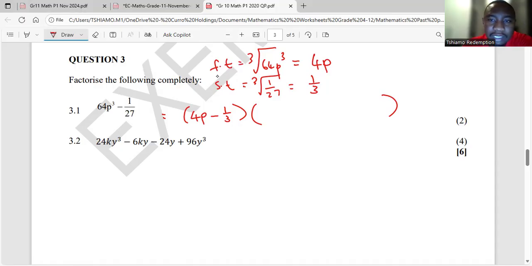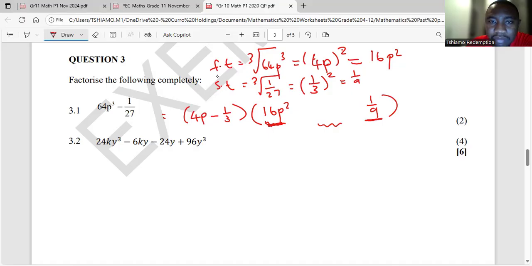And then the second, in this bracket here, we take the first term and then we square it. If I square this, I'm going to have 16p squared. Do you agree? 4 squared is 16, p squared is p squared. So here I'm going to have 16p squared. So the first term, you square the first term, and here you square the second term. So if I square the second term, I'm going to be left with 1 over 9.